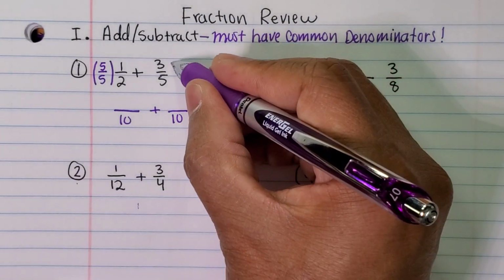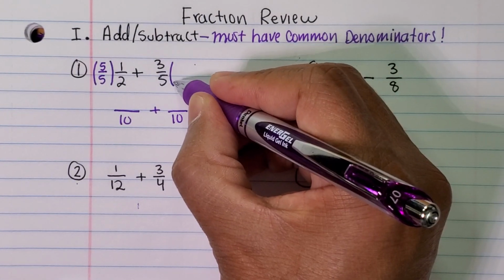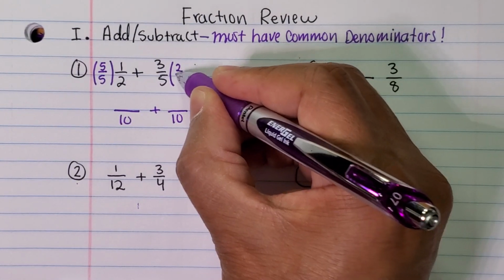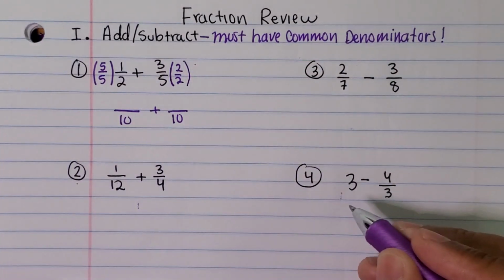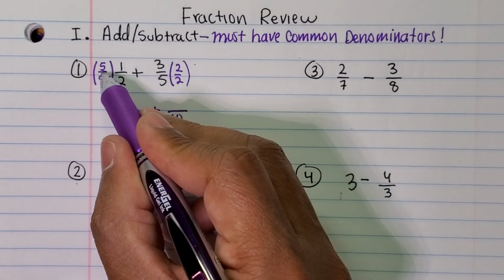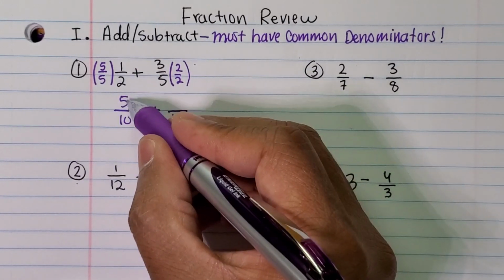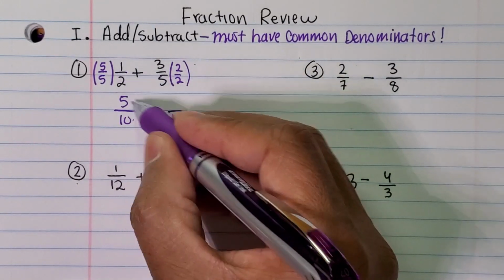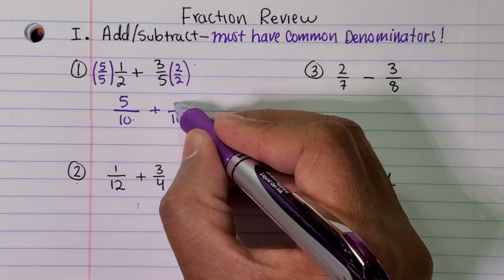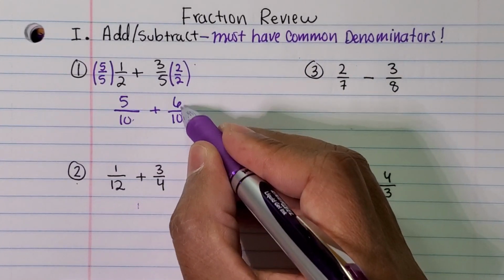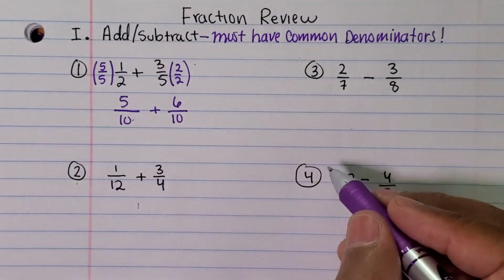And what number do I multiply this 5 by to give me a 10? The answer is a 2. So I'm going to multiply across. So 5 times 1 gives me a 5, and this reduces to 1/2 if I reduce it. And 3 times 2, that's going to give me a 6. And this again reduces to 3/5 if I need to reduce it.